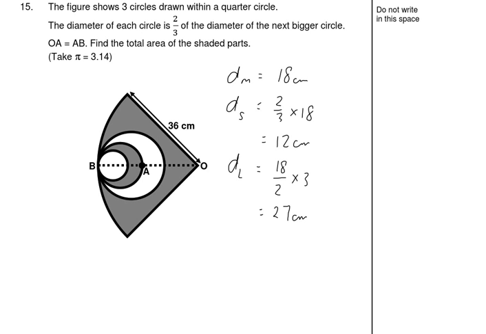Okay. Now, we want to find the area of the shaded parts. To find area, definitely I need the radius. Am I right or wrong? So I know this is 9 cm for the medium circle. Radius of the small circle will be 6 cm. And radius of the large circle will be how many cm? 13.5 cm. So now I have all the information I need to solve the question.